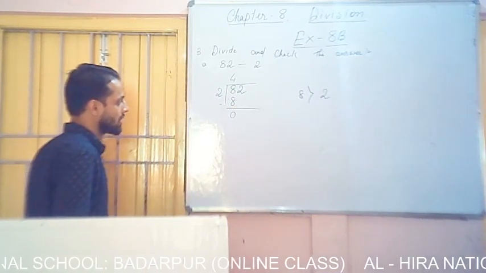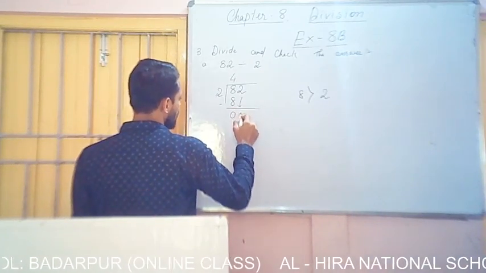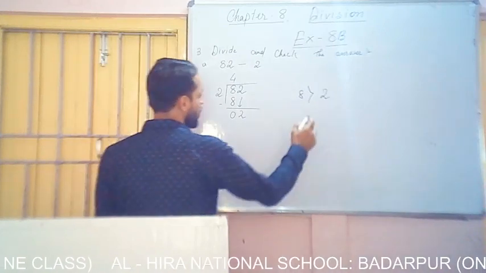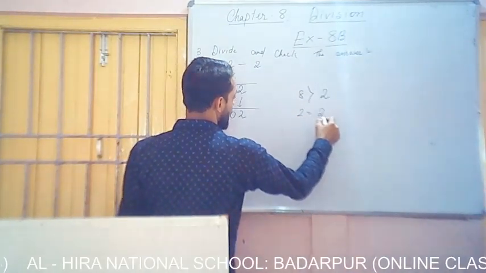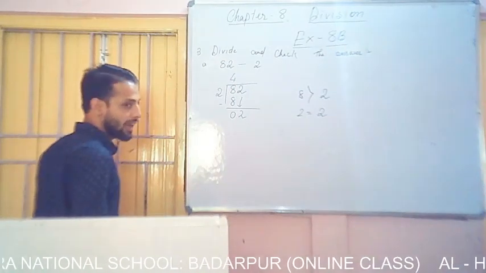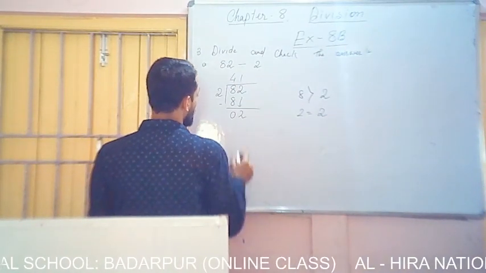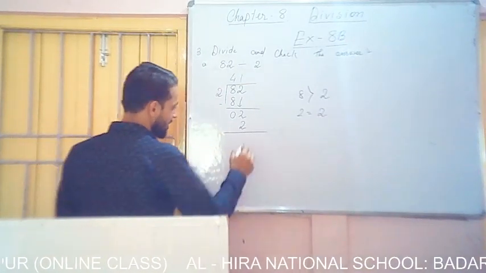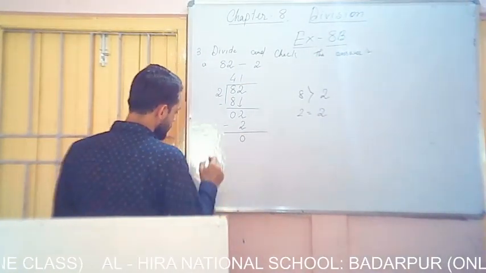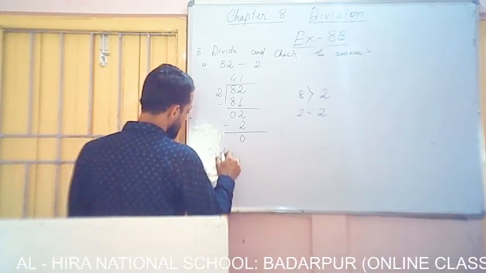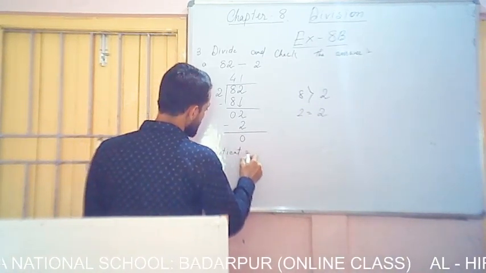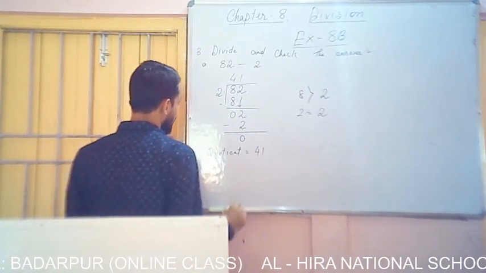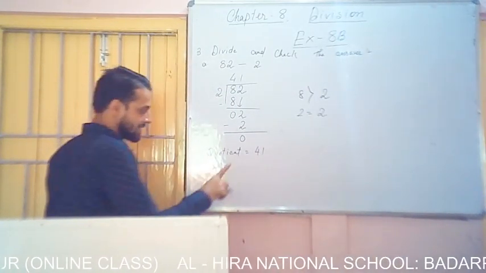So 8 minus 8 equals 0. We have to bring down 2 ones. Now we can see here 2 and 2, both the dividend and the divisor are equal. So 2 ones are 2. 2 minus 2 equals 0. Here the quotient is 41. So we have to check again whether the answer is correct or not.